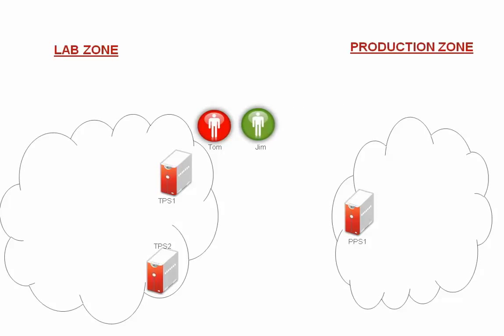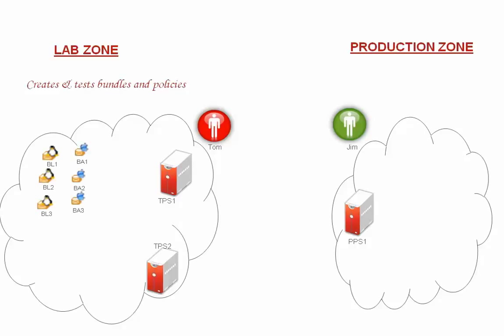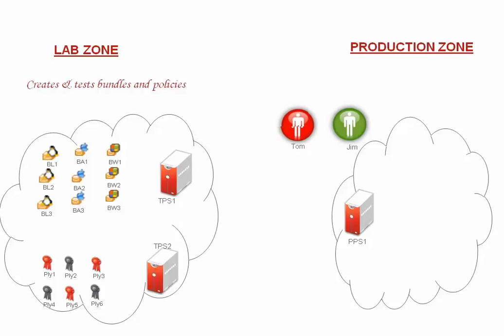One day, Jim meets Tom to discuss the new requirements for his production zone. Based on the discussion, Tom creates several bundles and policies in his lab zone. After multiple iterations and tests, he is finally satisfied with the outcome. This whole process takes him about a week. After a week, he meets Jim again and tells him that the bundles and policies are ready to use.